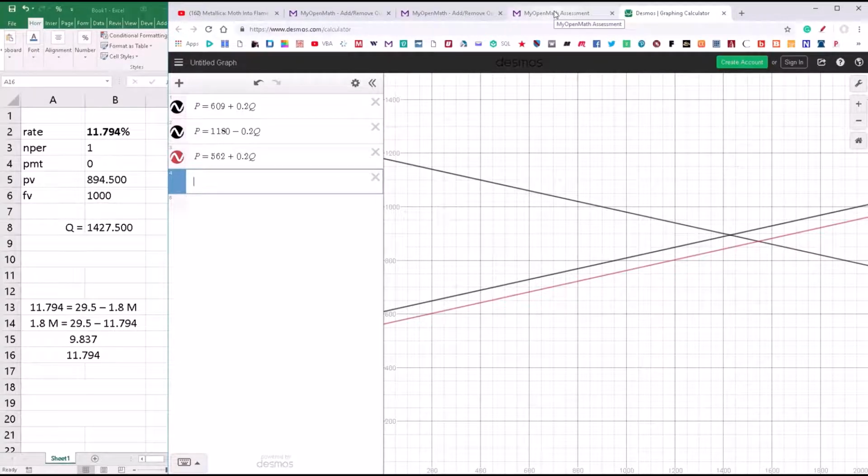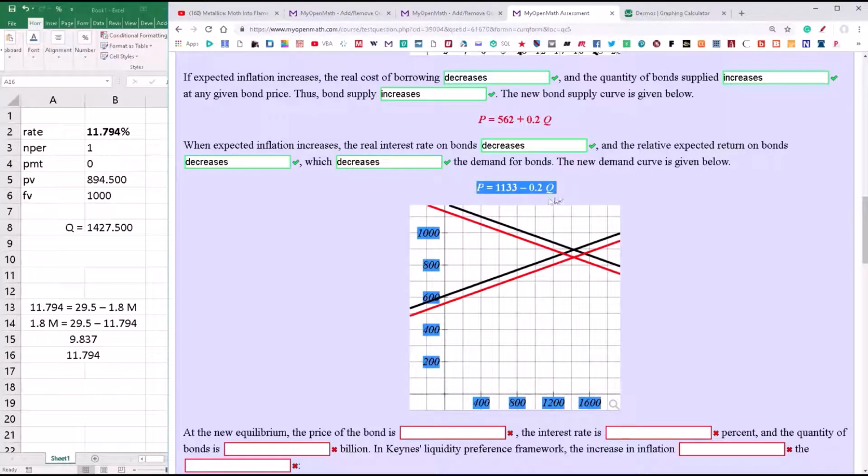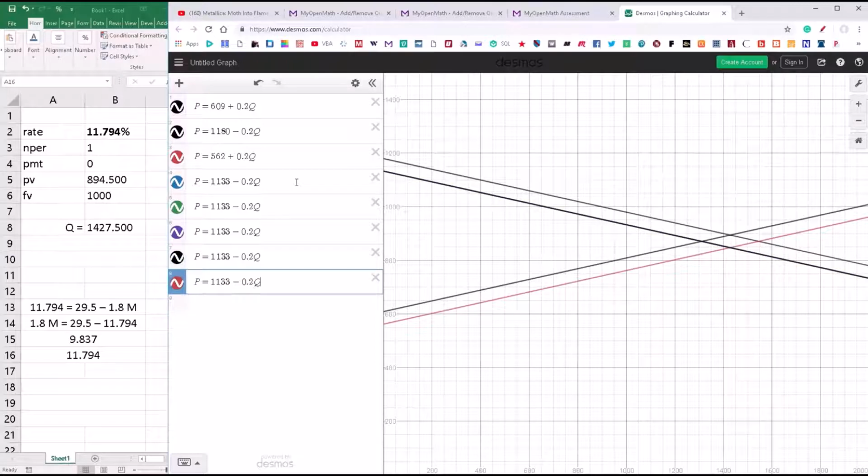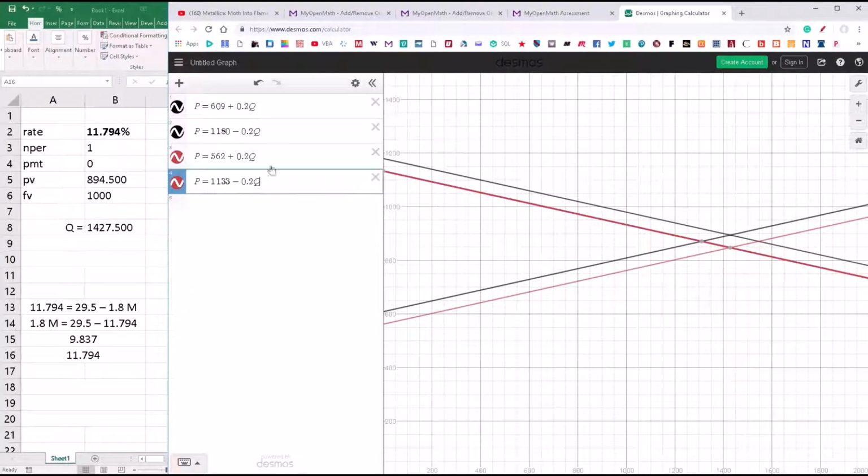And so we got the new supply curve there. Now we need to get the new demand curve, and we'll enter until the red curve comes back up. Okay, so this is our new supply curve, and that's our new demand curve, and they intersect right there. So let's go ahead and put our new quantity up here.